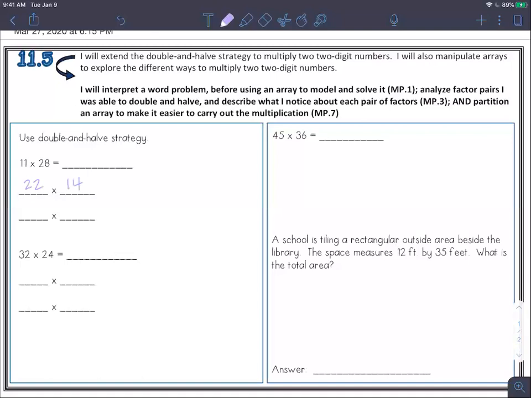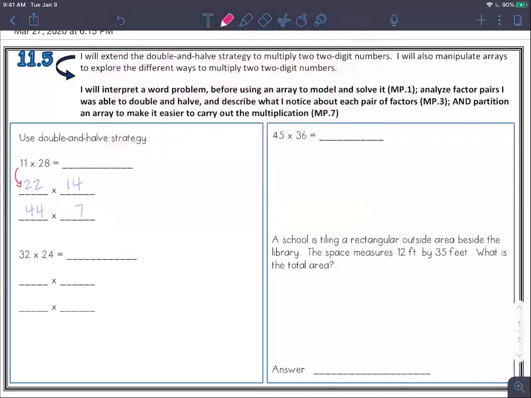Now, 22 times 14, that's not a whole lot easier. I can do it again. Now, if I double the 11 to 22, I'm going to keep doubling that number. So then I will double it to 44. If I took half of 28 and I got 14, I'm going to take half of 14 to get to 7. Okay? So I will show you here with a different color.